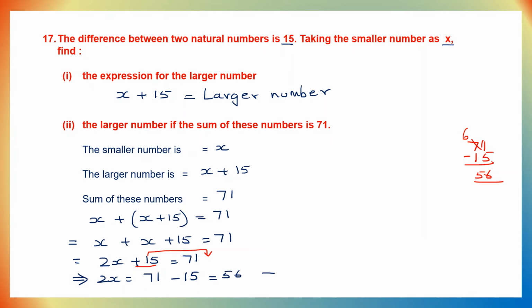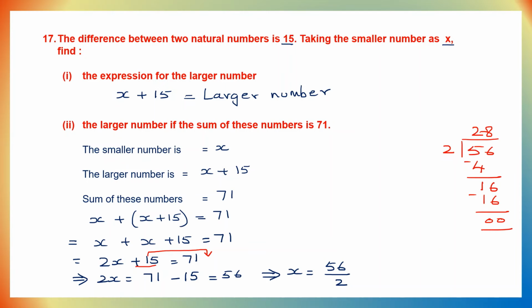So what does that mean? That means x is equal to 56 divided by 2. So let's divide 56 by 2. 2 2s are 4, minus 1 and bring down 6. 2 8s are 16, minus. So here I have found the value of x to be 28.